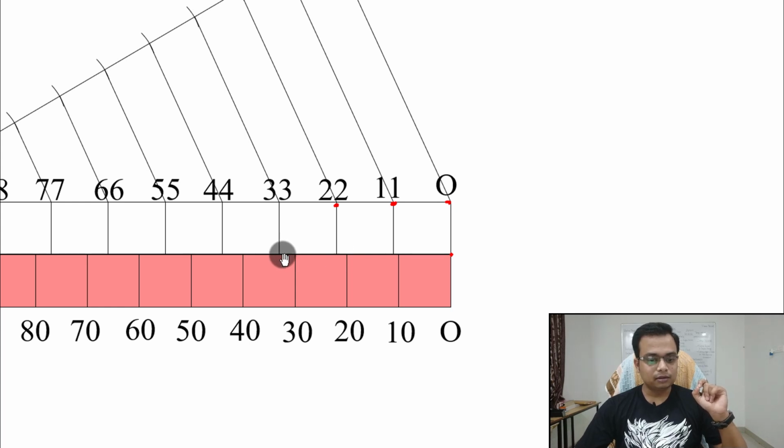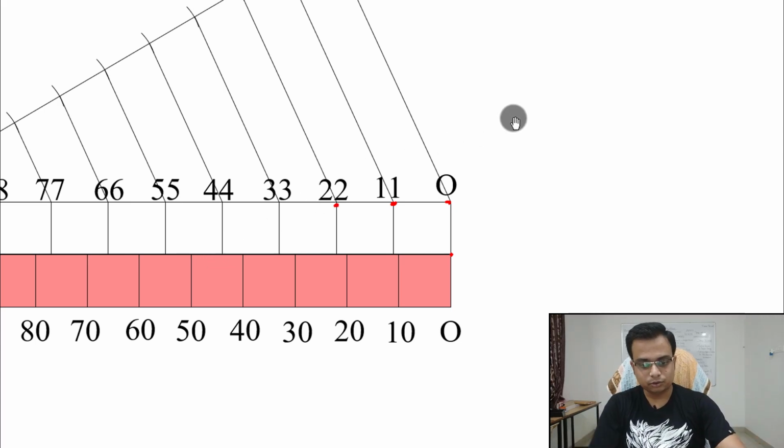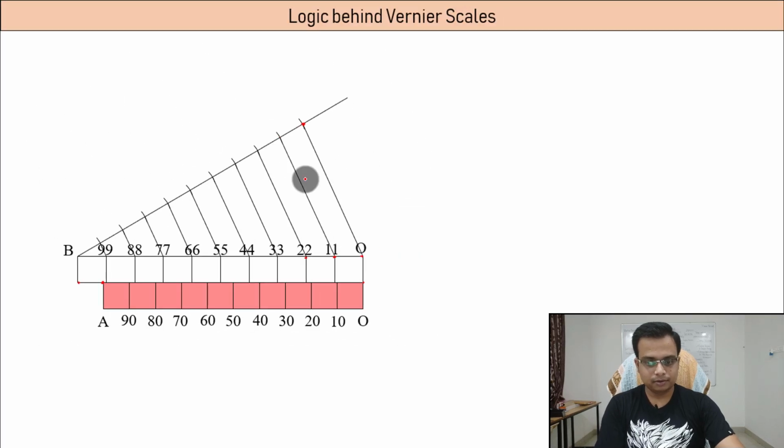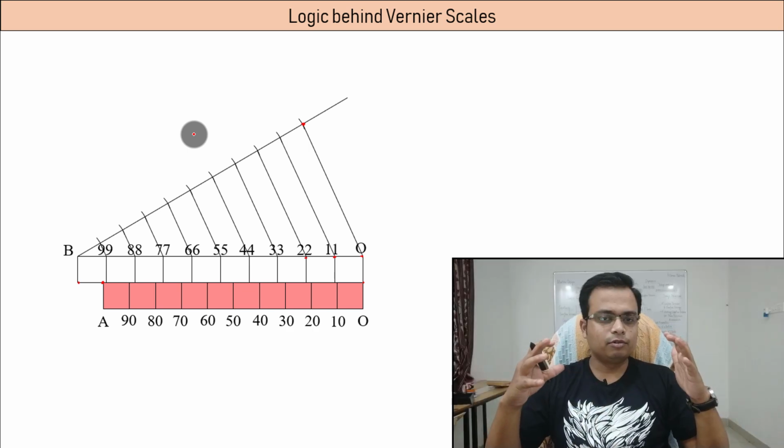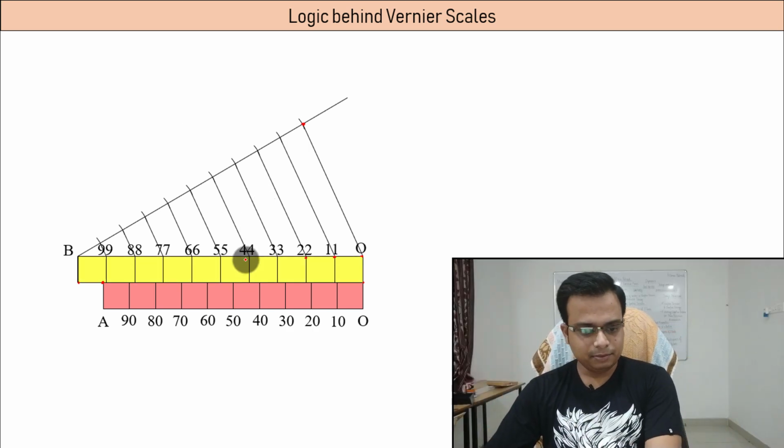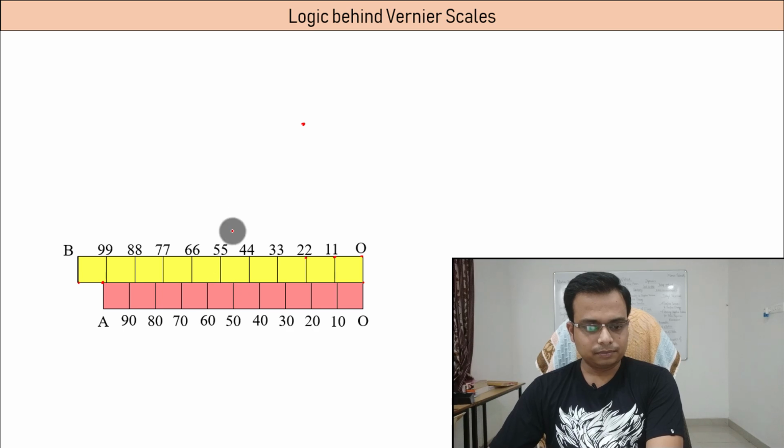In the same manner, this is going to be 3, that's 4 and 5, 6, 7 and so on and so forth. Right? So that's the idea. Okay. By now, you must have understood the concept of Vernier scale. And this over here, let me just color this. This yellow colored scale that you see is nothing but the Vernier scale.